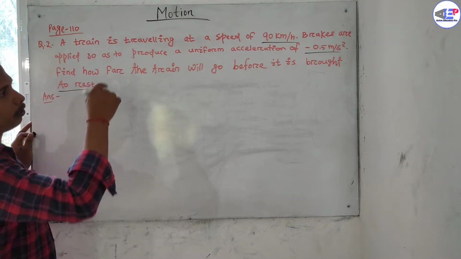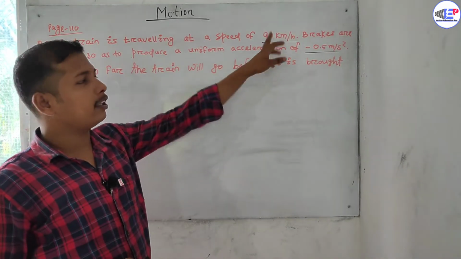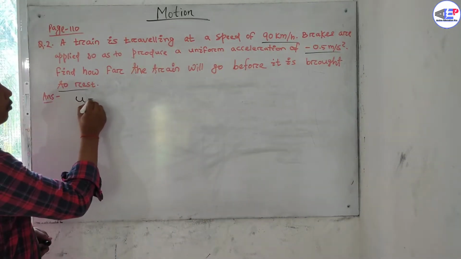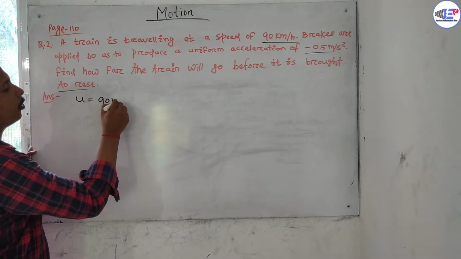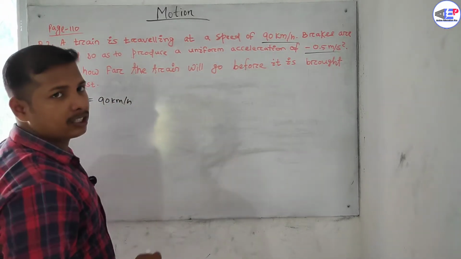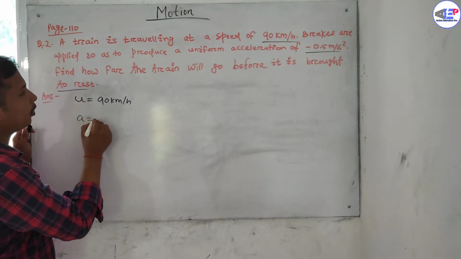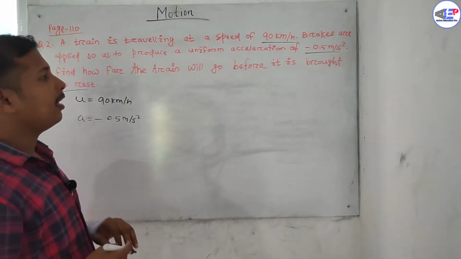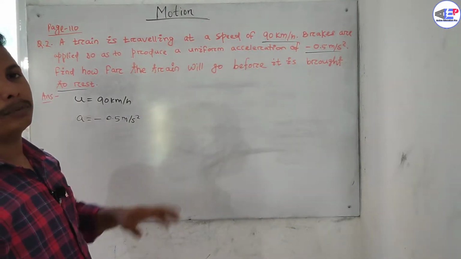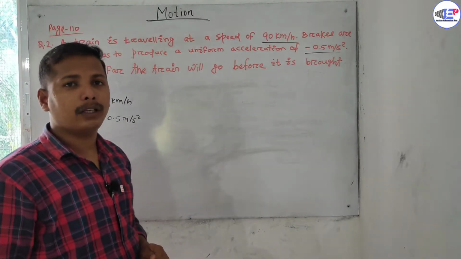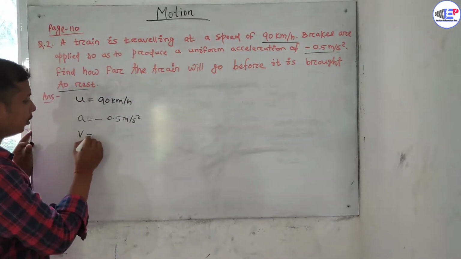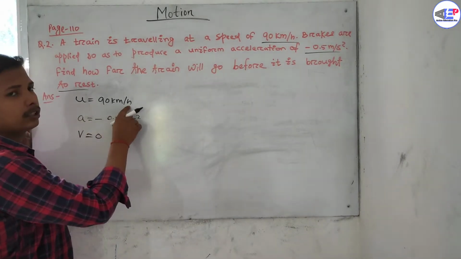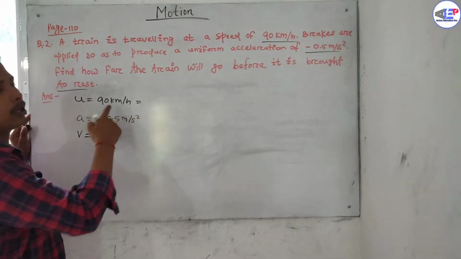Here given that the train is travelling with speed 90 km per hour. This will be the initial velocity of the train. So here u will be equal to 90 km per hour. Given that acceleration is negative, a is equal to minus 0.5 meter per second square. Also given that after the application of brake, the train is brought to rest. That means its final velocity v will be equal to 0. So v is 0.